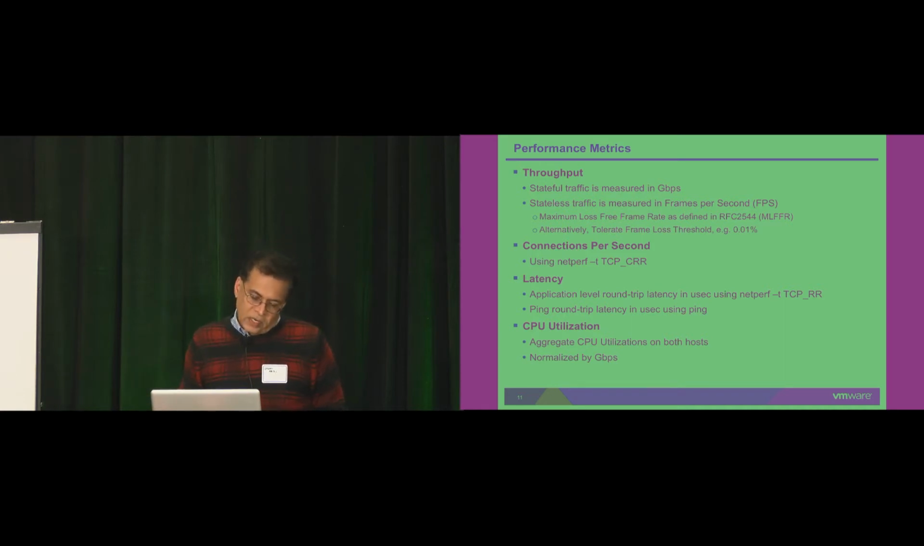Other metrics are connections per second. This is the maximum number of flows, and it kind of indicates the flow setup rate in OVS. Latency, CPU utilization. It's important to collect the utilization of all the cores on both the sender and the receiver side, and also report the utilization normalized by the gigabits per second.